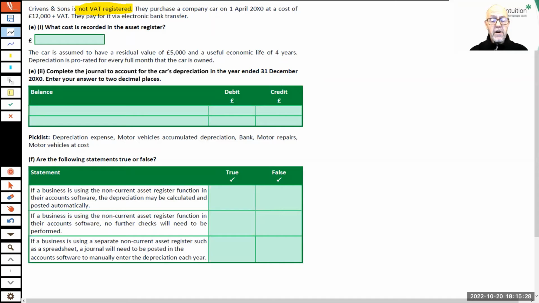But it's a company car, and that makes a difference anyway. So the cost of the car, £12,000, but we are paying in addition to that VAT of 2,400. So we are going to part with £14,400. Thank you, Michaela. Absolutely. And the whole of that is going to be our cost.